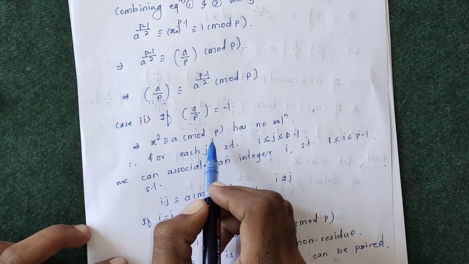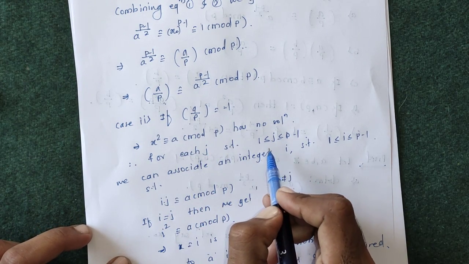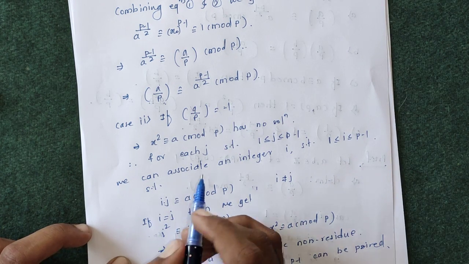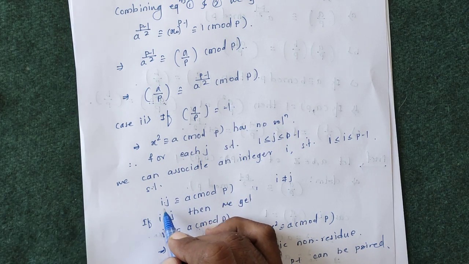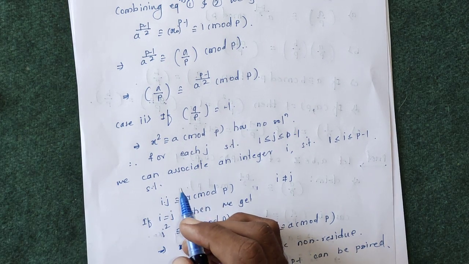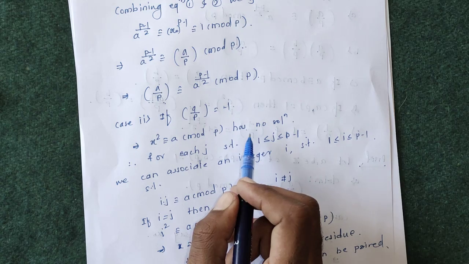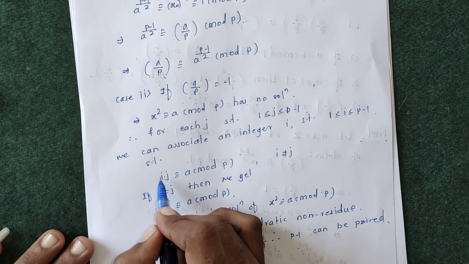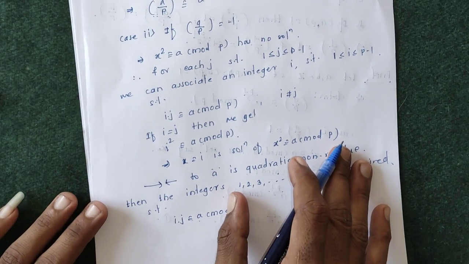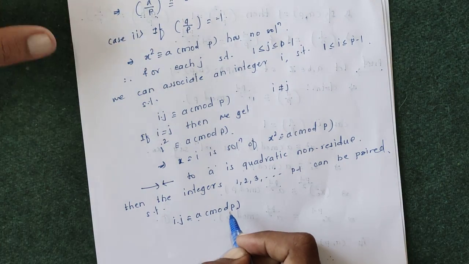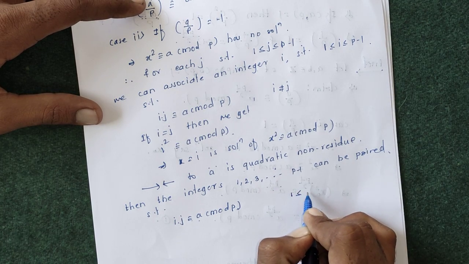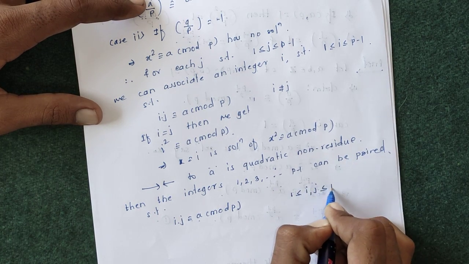So if this congruence has no solution, we can pair the numbers 1, 2, 3 up to p minus 1. We can pair these numbers in the form of i into j, where i and j are not equal. If i is equal to j, then we would get a solution of the congruence, which is not possible. So we can pair i and j such that i into j is congruent to a mod p, and these i and j are in between 1 to p minus 1.